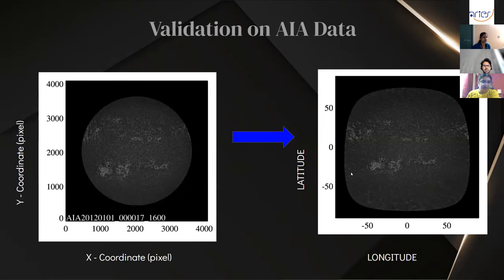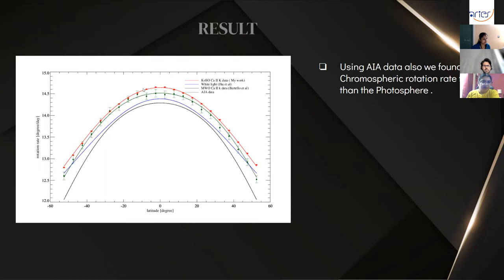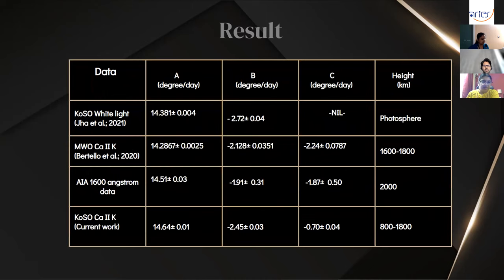To validate our result, we also applied this same method to the AIA 1600 angstrom data, which is an upper chromospheric layer. We followed the same method as before, and this green curve is the result obtained using the AIA 1600 angstrom data. Here also we found that this curve is going higher than the photosphere. So this is the comparison between the different data. This is the Kodaikanal white light data from the Jha et al. paper, this is the Mount Wilson calcium K data result, this is the AIA 1600 result, and this is what I got using Kodaikanal calcium K data.